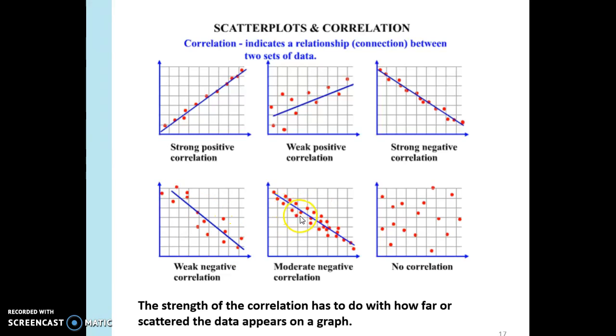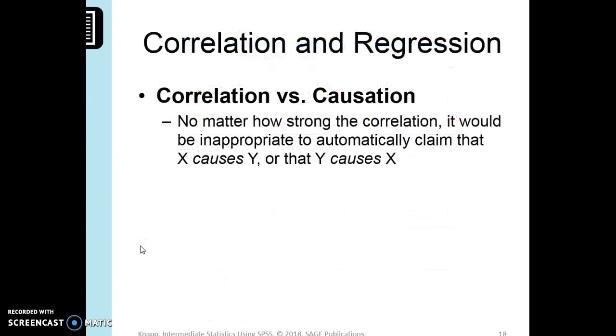And this is a moderate. They call this one moderate. And this one is no correlation at all.